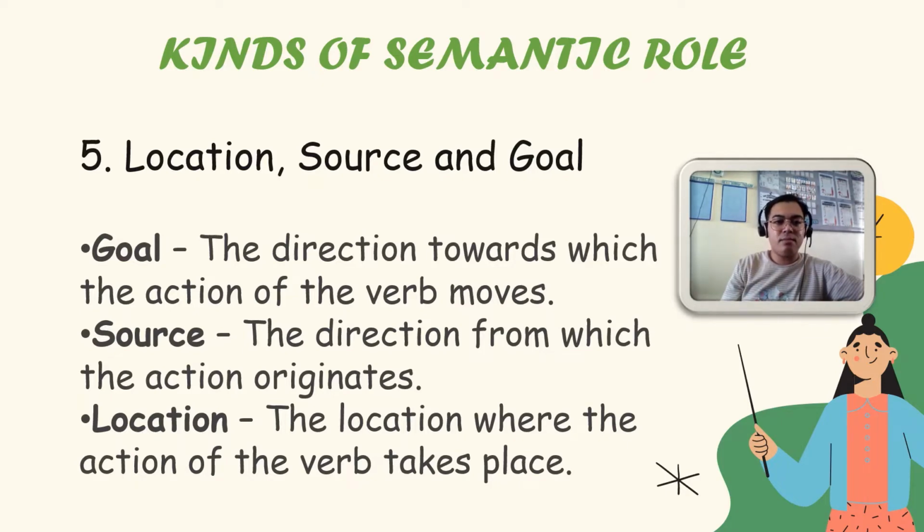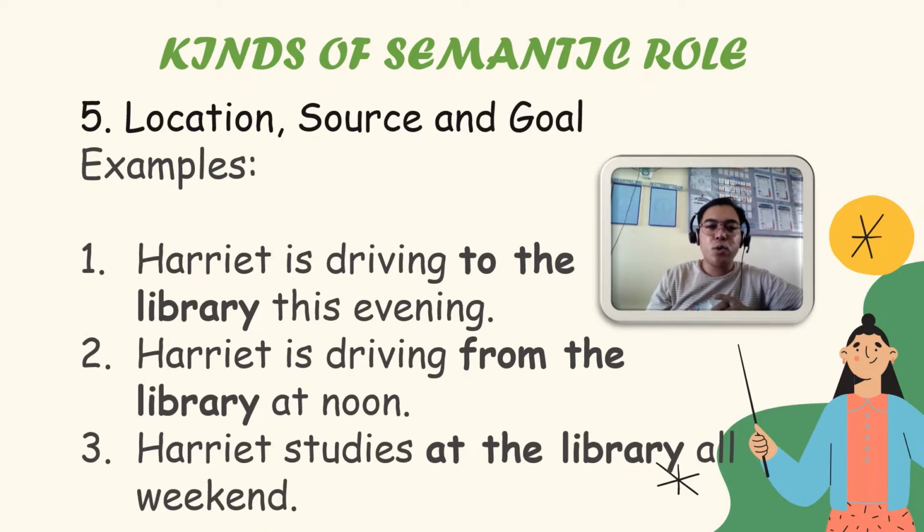Alright, so this time we will proceed to the different set of examples of location, source, and goal. As you can see here, we have 3 sentences. Now we will identify which one is the semantic role of location, which is source, and which is goal. Let's read the examples first. Number 1, Harriet is driving to the library this evening. Number 2, Harriet is driving from the library at noon. And number 3, Harriet studies at the library all weekend. Now, let us identify which one is a location, source, and goal.